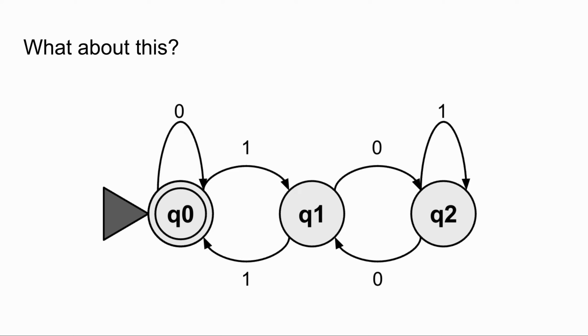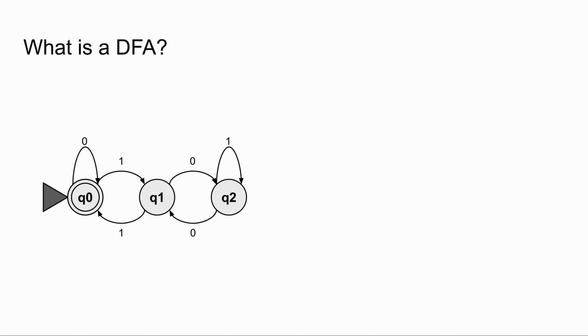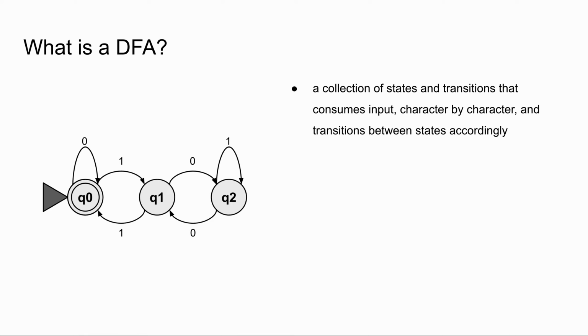In this video, I hope I can convince you that yes, this little thing called the DFA is a computer, and even though it's simple, it can do a lot. But first things first, what is a DFA? In one sentence, a DFA is a collection of states and transitions that consumes input, character by character, and transitions between states accordingly. We have a start state, denoted by the circle with a triangle attached to it.